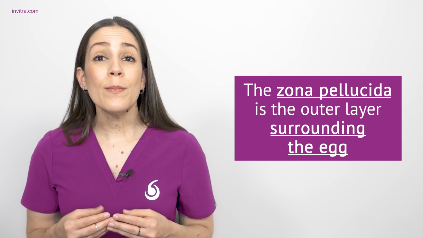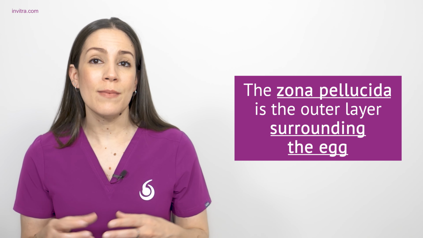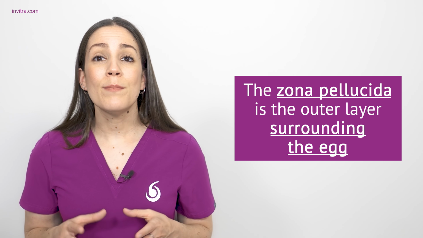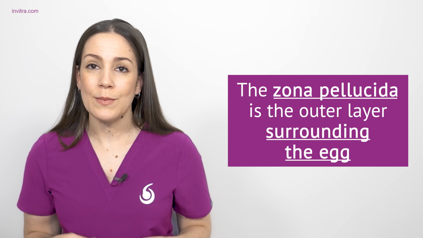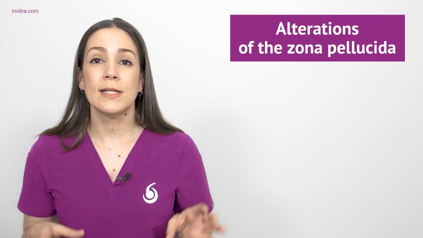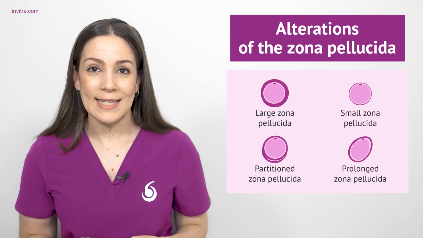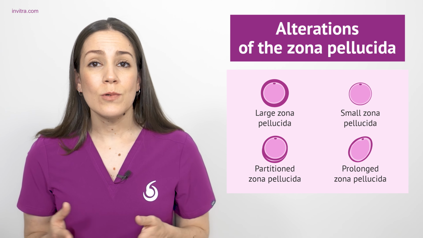In conclusion, the zona pellucida is the outer layer enveloping the ovum. This should have a proportional thickness of approximately 15 to 20 microns. The alterations that could be found in the zona pellucida of an oocyte would be the following. Amplitude too thick or narrow.